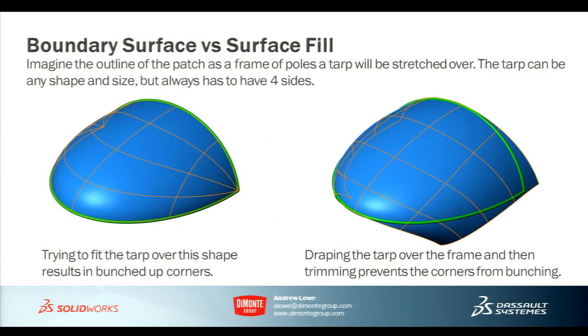So, boundary surface versus loft. When should I use one? When should I use the other? Imagine the outline of the patch you were looking to create as a series or a frame of poles, and you're going to stretch a tarp over that frame of poles.